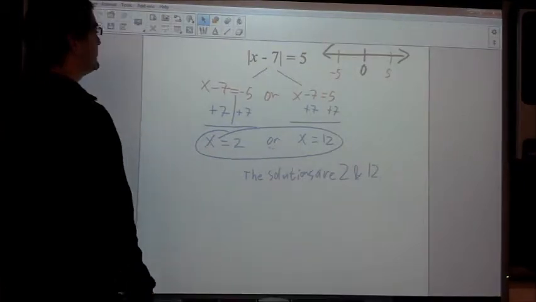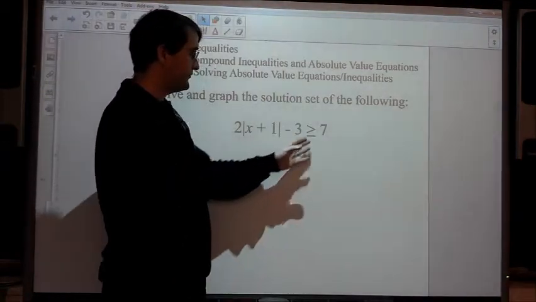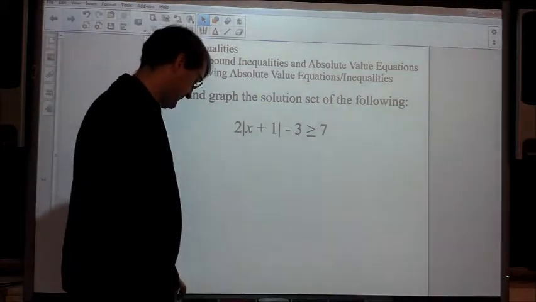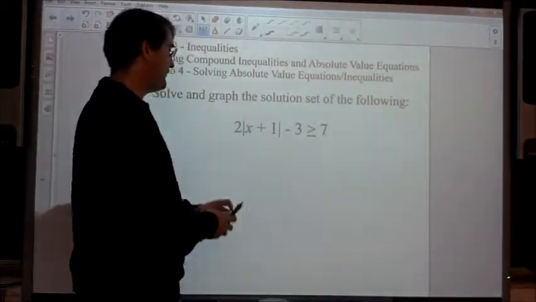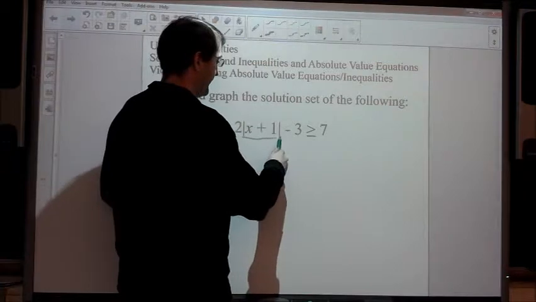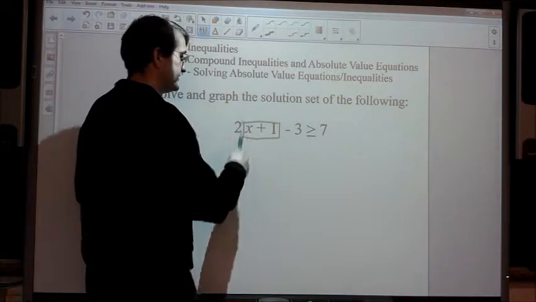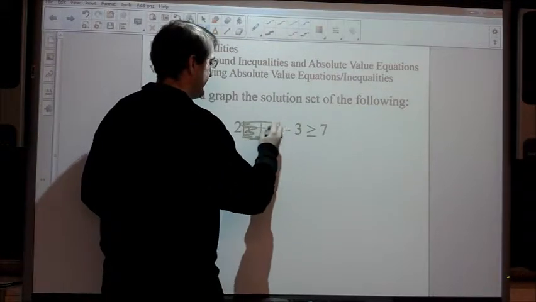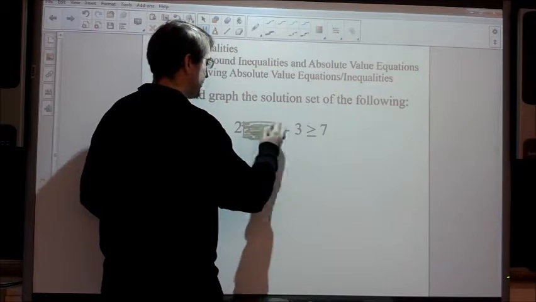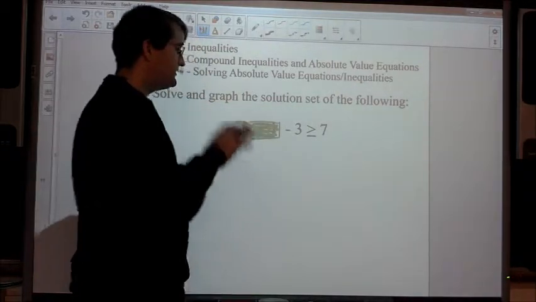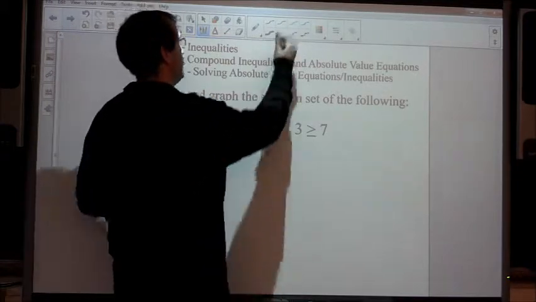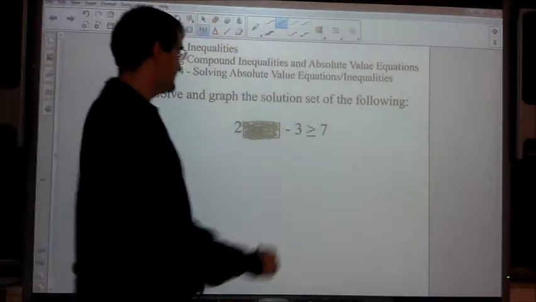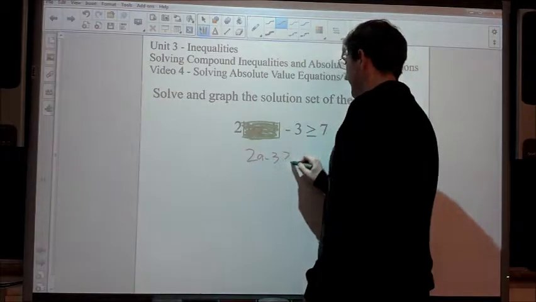The next one, the last one here, is a bit more involved, because not only is it an inequality, but we also have stuff beyond the absolute value. This is the important bit. This absolute value, think of this as a box. And we can't touch what's inside the box. We're not allowed. In fact, we're really not even allowed to look at it, because what's going on inside the box has no importance to the inequality as a whole until we get that whole thing isolated. So pretend that it's just one variable. We'll call it a. And instead, we have 2a minus 3 is greater than or equal to 7.